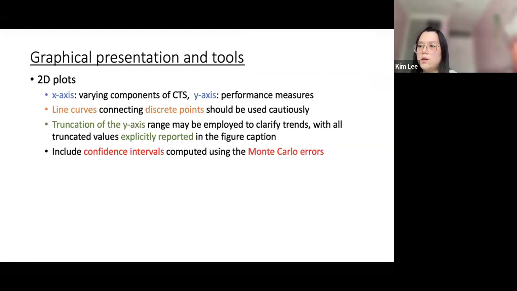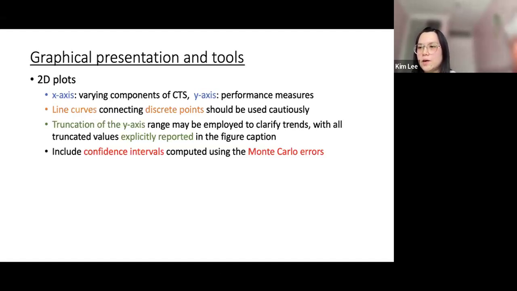Now, I want to comment on graphical presentation and tools. They are based on our experience. There's no right or wrong way of doing things. When using 2D plots, we suggest plotting the varying component of clinical trial simulation on the x-axis and the performance measures on the y-axis. I learned it the hard way during my PhD, where the external examiner commented on this. We think line curves connecting discrete points should be used cautiously.